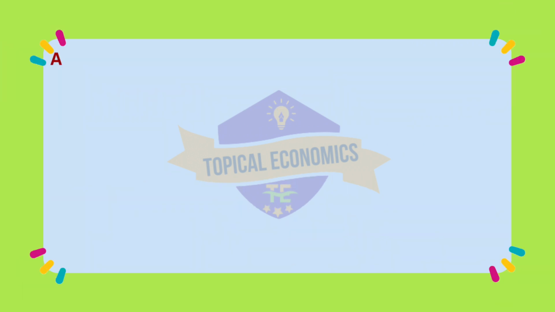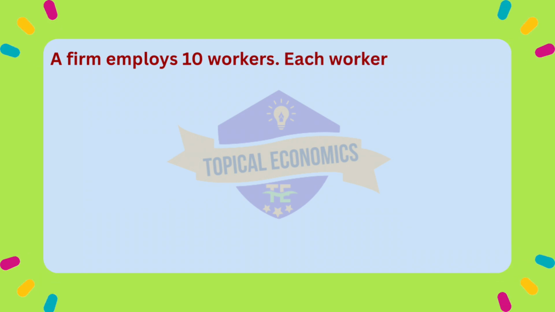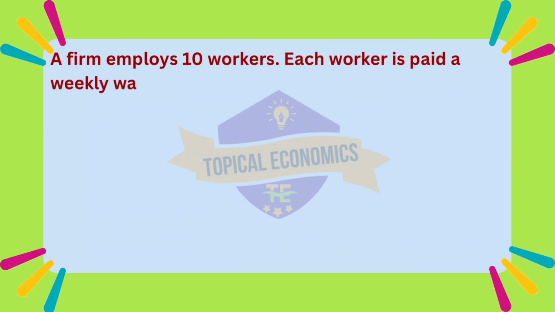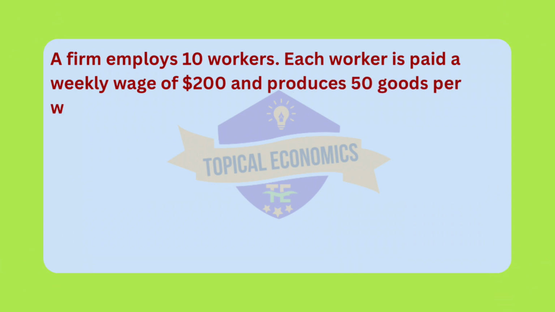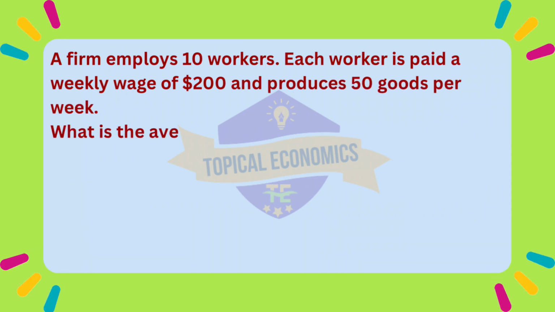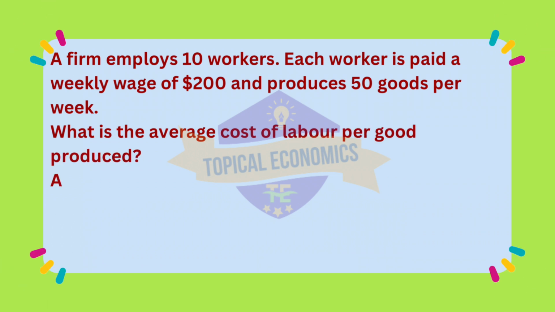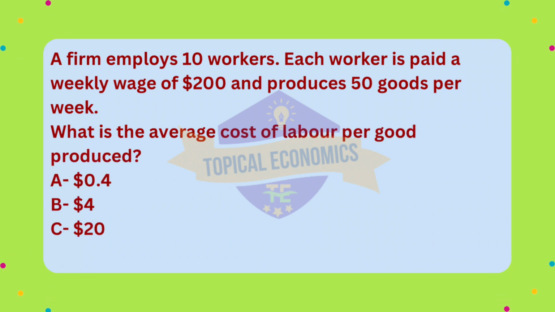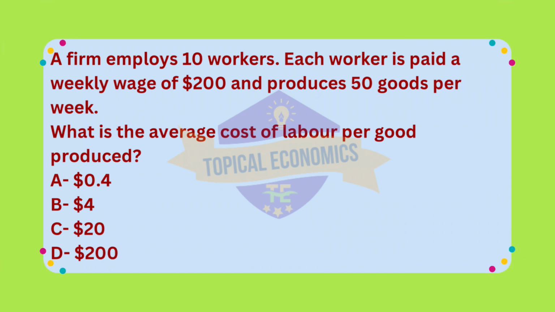Moving to question 12. A firm employs 10 workers. Each worker is paid a weekly wage of $200 and produces 50 goods per week. What is the average cost of labor per good produced? A. 40 cents. B. $4. C. $20. D. $200. Reference, 2021 May-June version 3.